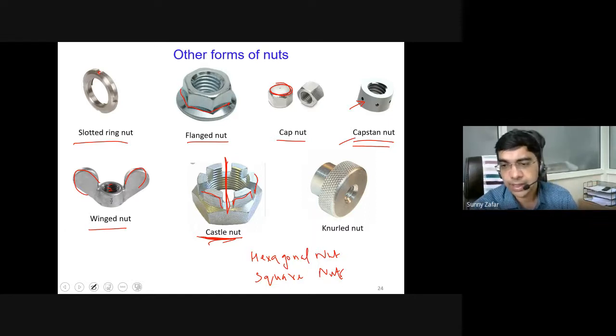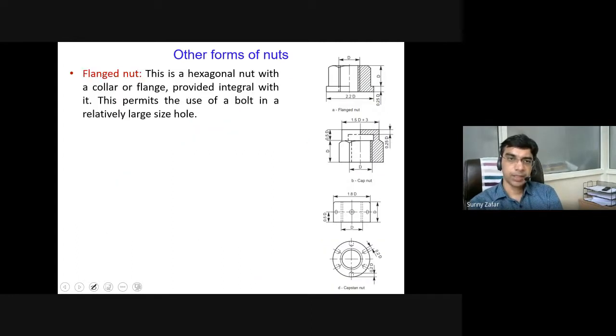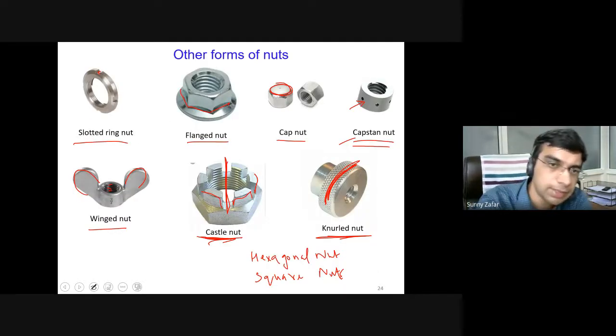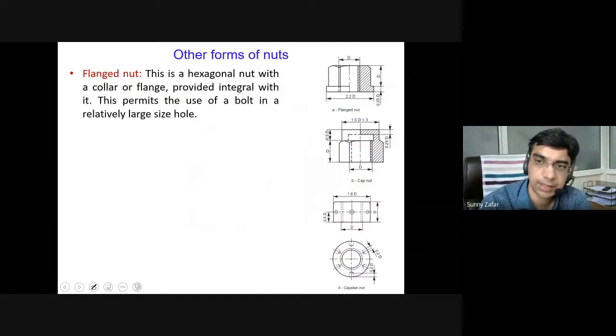And then you have the knurled nut, because you have this knurled surface here. With the knurled surface, you can manually tighten it up or loosen it up. So these are known as the knurled nuts. We'll see some dimensional details of some of these nuts in the next slide. First is the flange nut. You can correlate it with this one. So the flange nut is shown here.